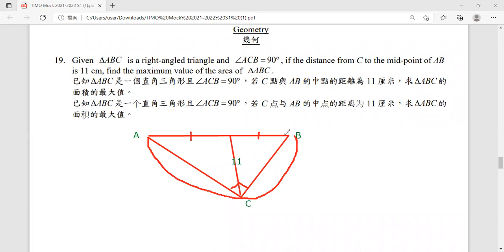So for those who want me to find a minimum area, you will know that if C goes to B, the area will be 0. So where will I have a maximum? C is at the middle here. And if C is at the middle here, you will find that 11 will be the radius of the semicircle, and this will also be 11.